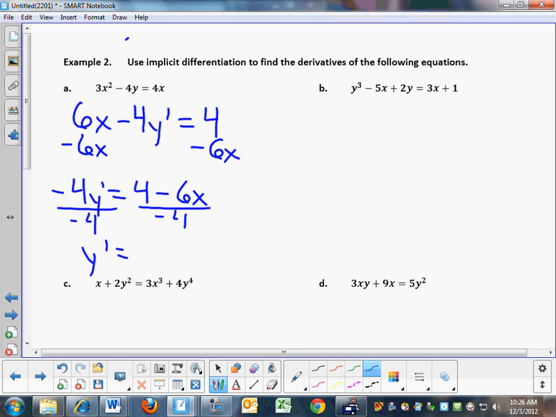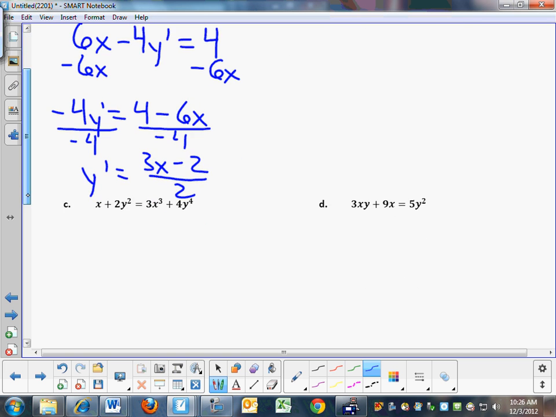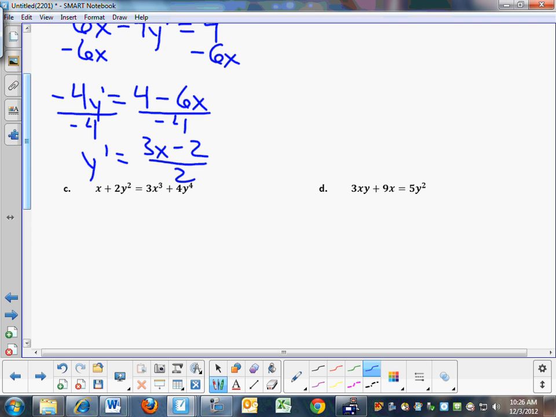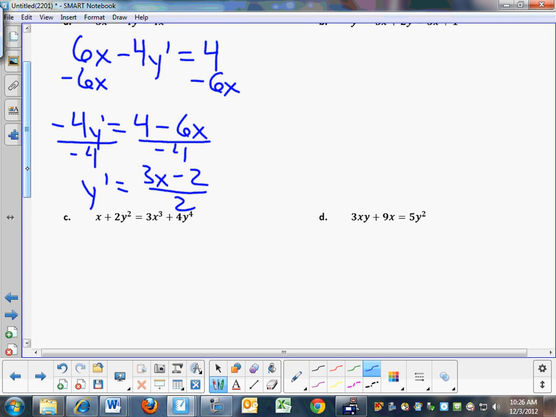And I get y prime is equal to, will be a positive 3x minus 2 over 2. Yes? No? So I factored out a 2 on the top and a 2 on the bottom. I factored a negative 2 on the top and negative 2 on the bottom. Yep. Okay.